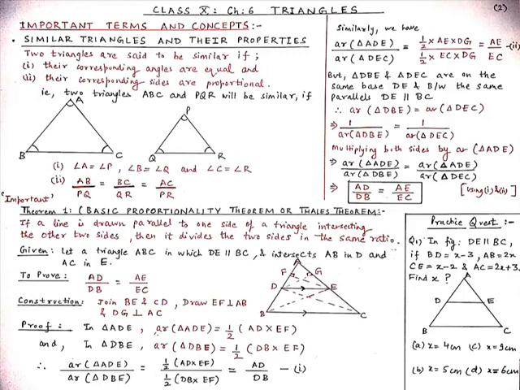Now from the first and second results, we know that area of triangle ADE upon area of triangle DBE is equal to AD upon DB, which is equal to area of triangle ADE upon area of triangle DEC, which is AE upon EC. Therefore, students, we have proved that if a line is drawn parallel to one side of a triangle intersecting the other two sides, then it divides the two sides in the same ratio. That is, AD upon DB is equal to AE upon EC.